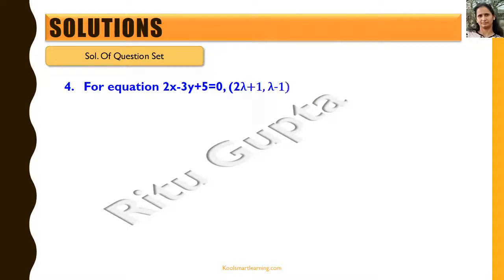So now let's move on to the fourth question. It says for the equation 2x - 3y + 5 = 0, the solution is given as 2λ + 1 and λ - 1. So we are saying x is 2λ + 1 and y is λ - 1. We are provided with this as a solution. We now need to find the value of lambda.